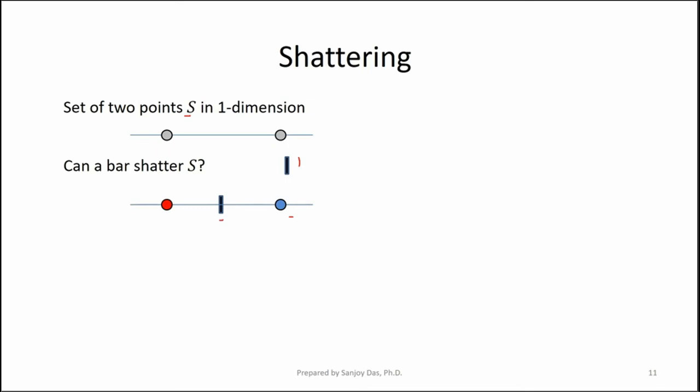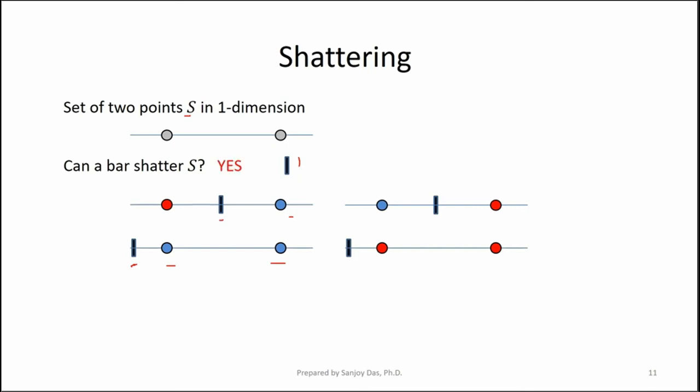And it does so here too. For this labeling of the points, when both points are blue, again, the bar is able to correctly classify. In this case, it has to be placed on one side because you don't need to separate out the two blues. There are no reds. Likewise, it can classify this labeling of the points into two reds too. In other words, this bar can shatter a set of 2 points in one dimension. Yes, it can shatter.